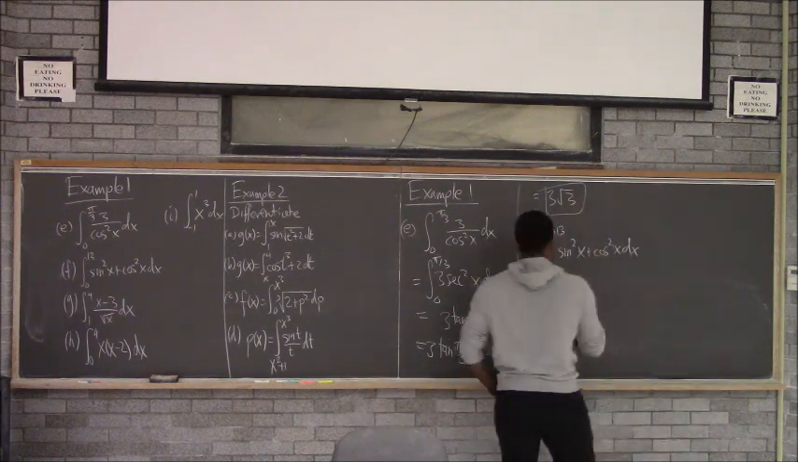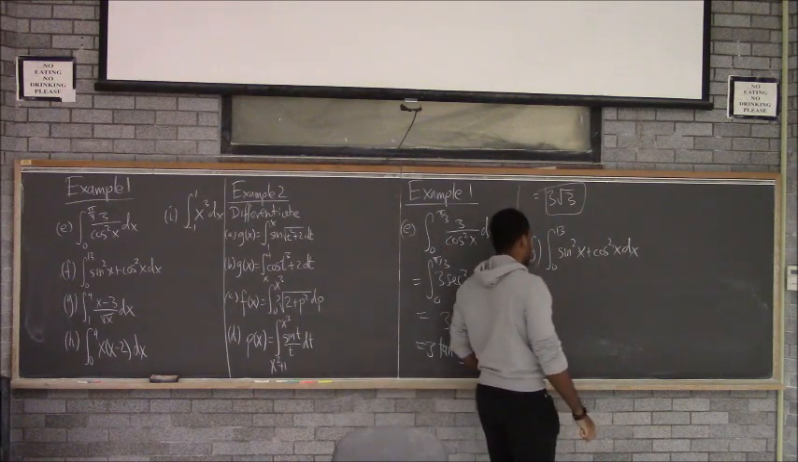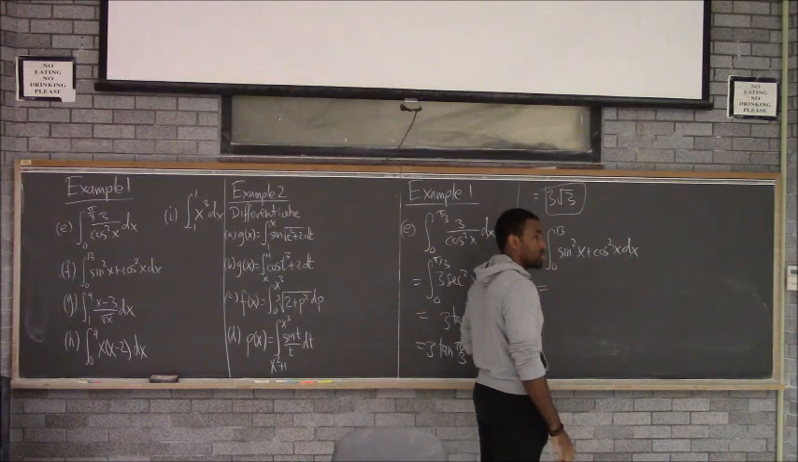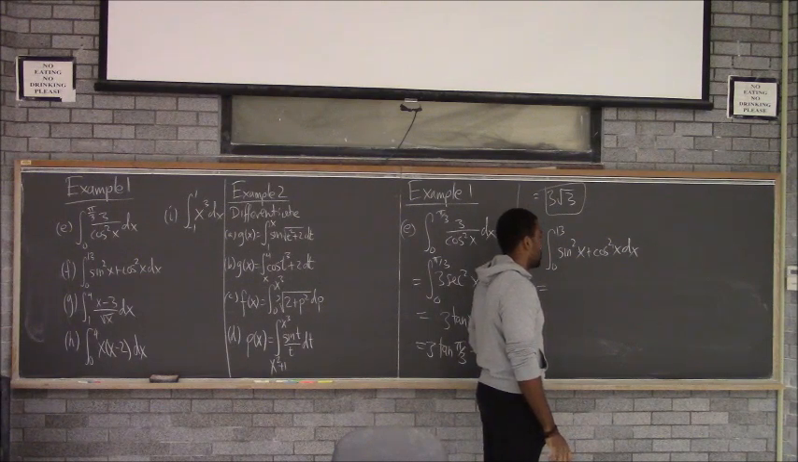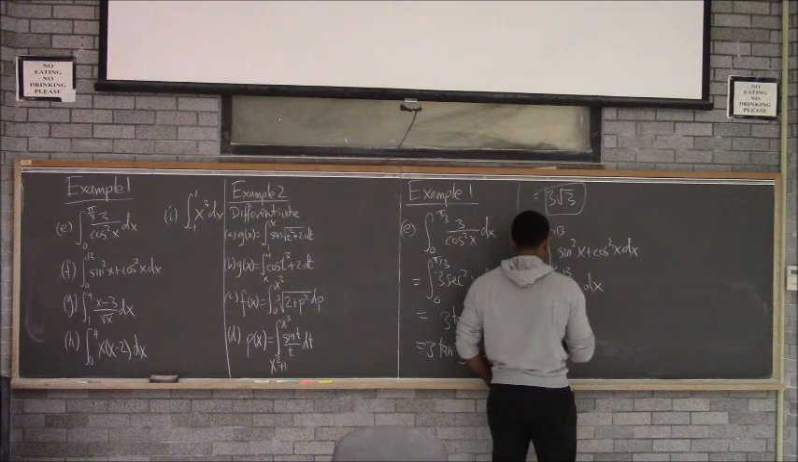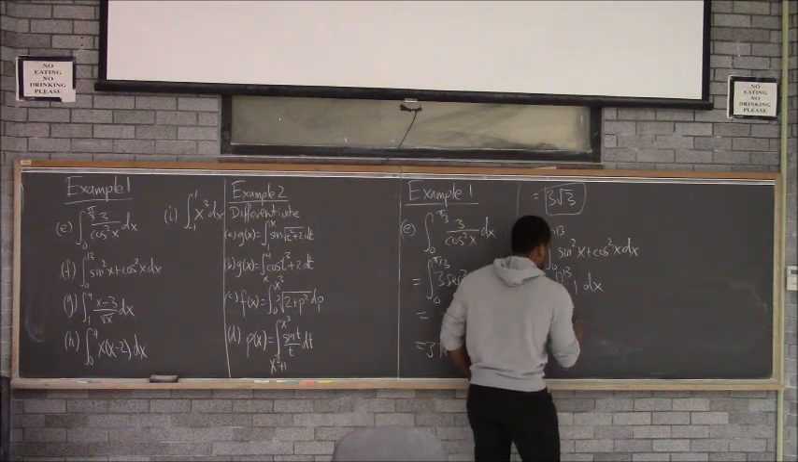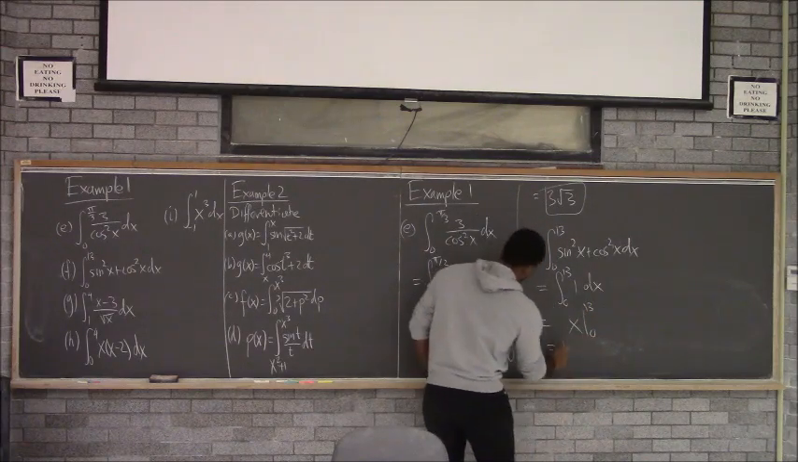Or you do this one. Yep. Sine squared x in this case, sine squared x can be written as 1. Just one. So the antiderivative of 1 is just x between 0 and 13. Plug in 13 minus plug in 0. 13.